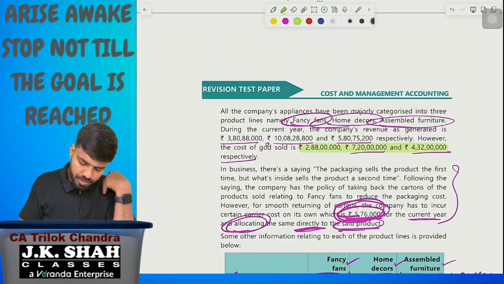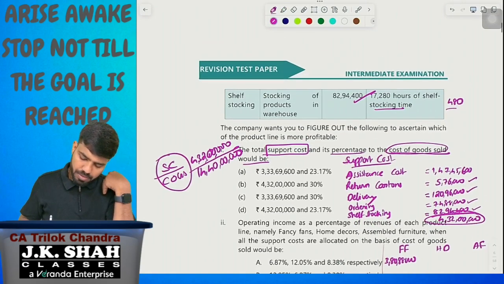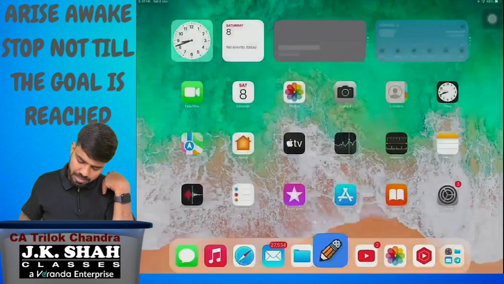Total comes to 7, 9, 13, 14. 14 lakh 40,000. Sorry, 14 crore 40 lakhs. 14 crore 40 lakhs. Okay, now let us take the percentage.